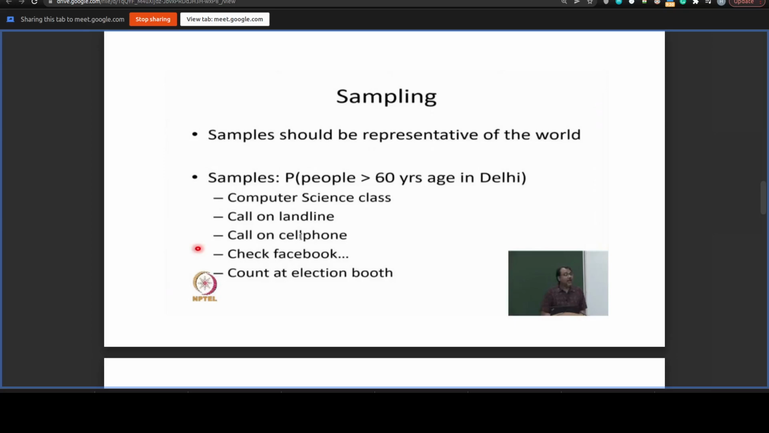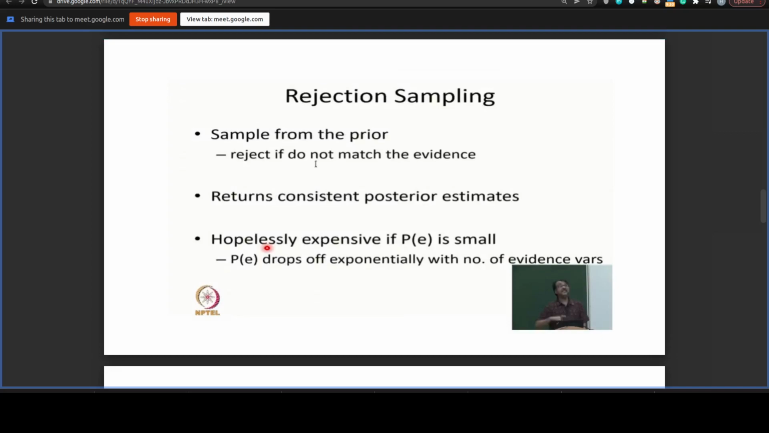So then the other concept is called rejection sampling. You sample from the prior, right? The prior knowledge you have. You reject the sample if it does not match the evidence, okay? So it returns consistent posterior estimates, and it is expensive if this P of E is small, that is, the prior of the event is small. P of E drops off exponentially with the number of evidence variables, because if there are a lot of evidence variables, then this P of E will be small, right? So this P of E is the evidence.